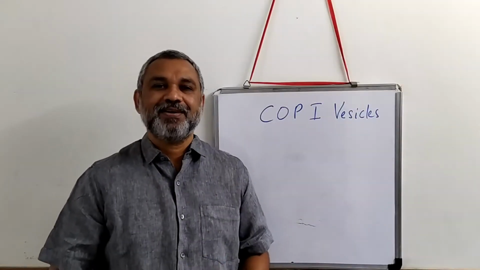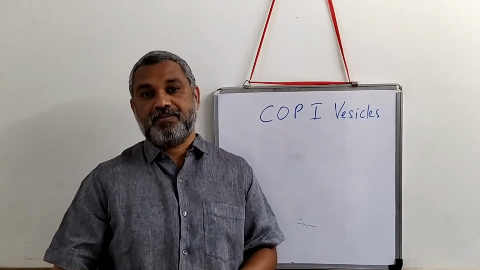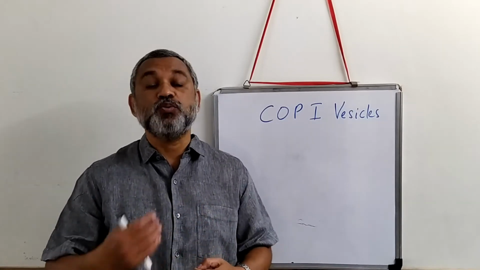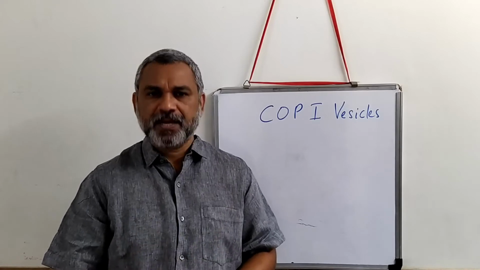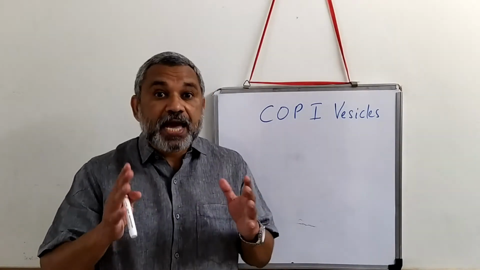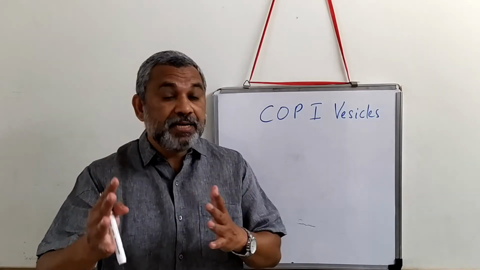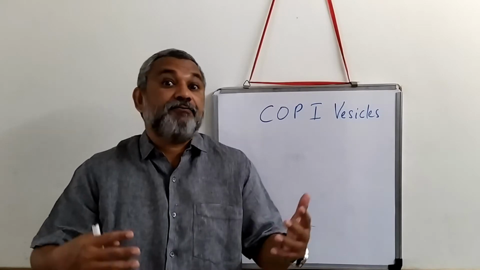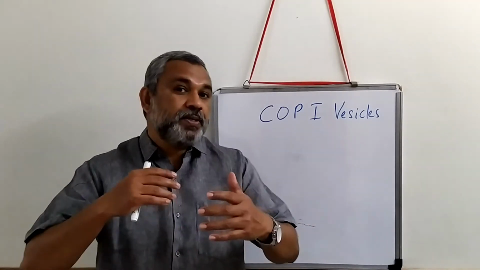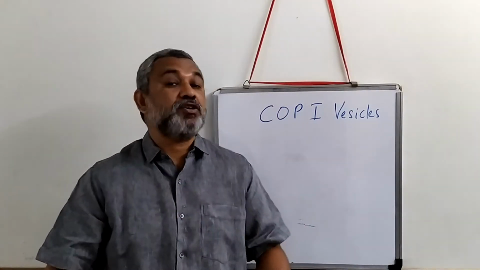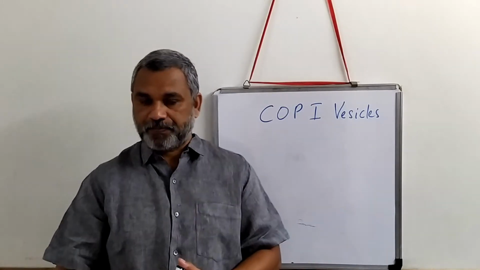I'm Sebastian. In this video, we are going to look at how the COP1 vesicles are formed and how they are used for intracellular trafficking of proteins. We have seen that a eukaryotic cell must respond to changing needs and it must communicate well with the other cell organelles. Now, this involves transportation of proteins depending on the need of a cell organelle.